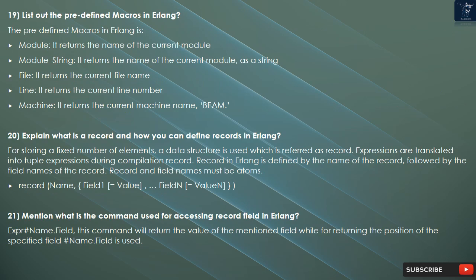21. Mention what is the command used for accessing a record field in Erlang. Expr#name.field, this command will return the value of the mentioned field, while for returning the position of the specified field, #name.field is used.